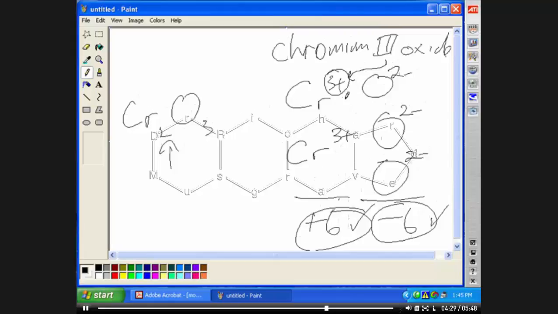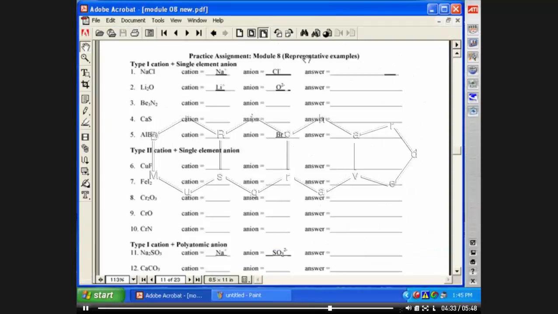And then on the assignment you would write Cr3 plus, O2 minus, and the answer would be chromium 3 oxide. Well, let's look at the next one, CrO then.